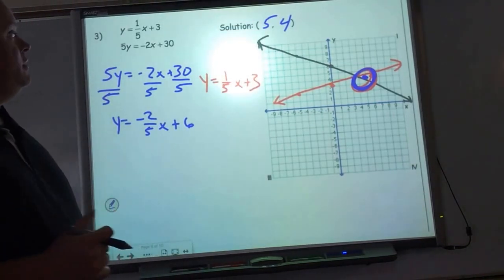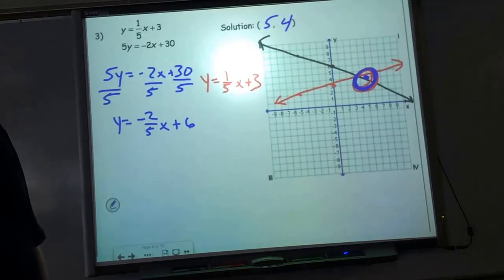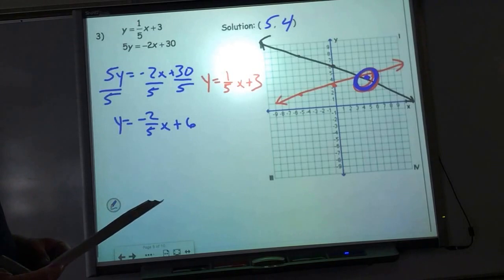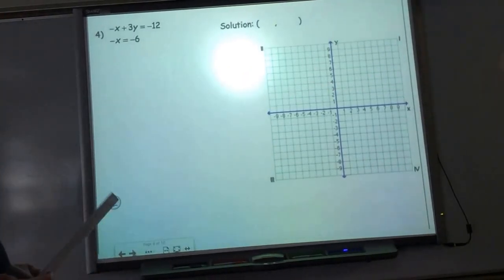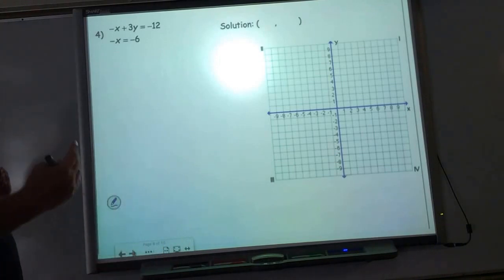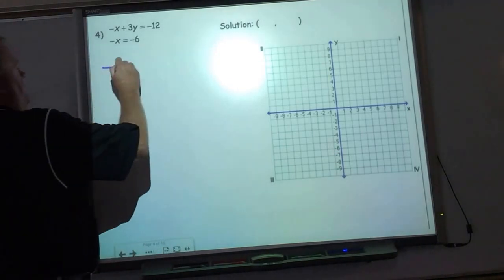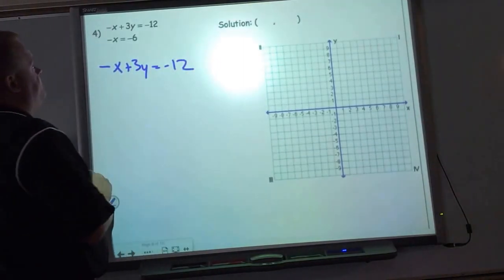All right. Make sure that you can pause this and do some of these on your own as you're going through this. We've got one more that we're going to do, and then we're going to move on. I have negative x plus 3y equals negative 12, and negative x equals negative 6. Let's go ahead and do the first one, negative x plus 3y equals negative 12.